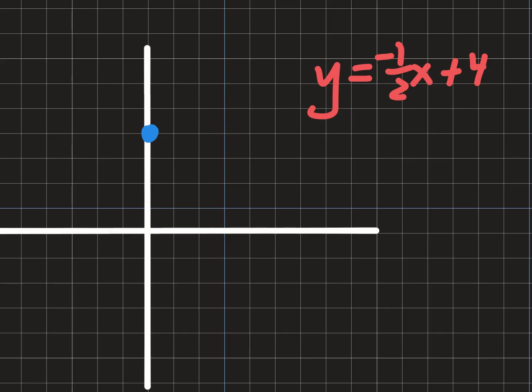Okay, and that means down 1. And then what? Over 2 to the right. You got it. So there's my new point. Okay, and let's just keep going with that until we end up hitting the x-axis.